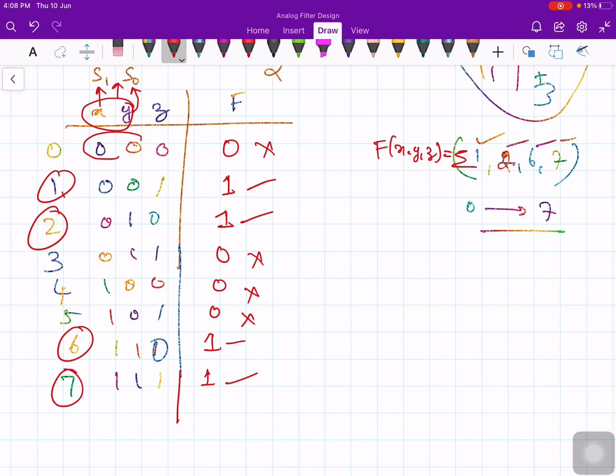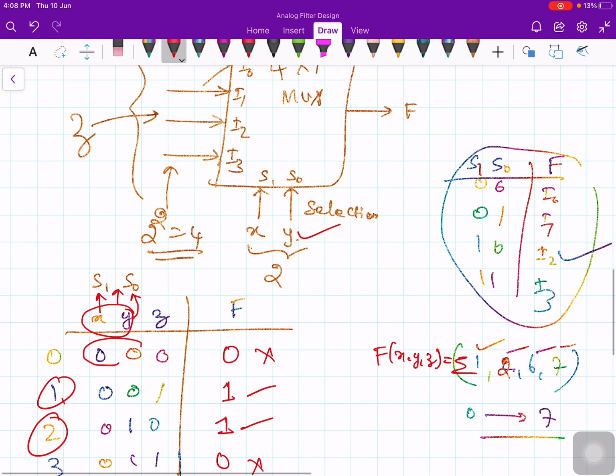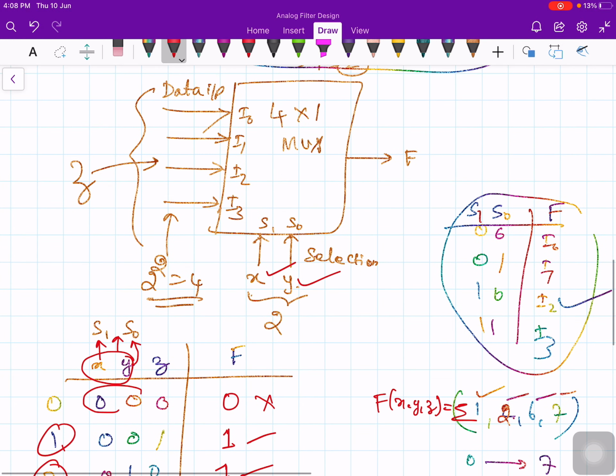Now in the multiplexer, this part is over, this part is over. Now what should I give to I0? What should I give to I1? What should I give to I2? And what should I give to I3? Such that this function is implemented. That's what we are going to find out now.